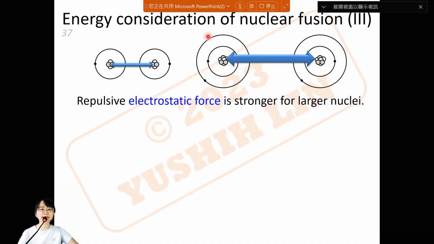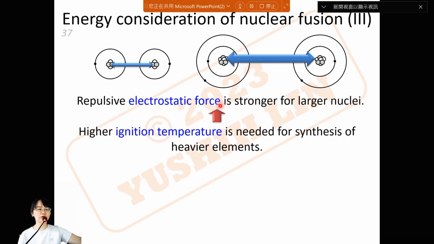So more about energy consideration. Here we have two sets of elements. This set of elements is smaller. It has 2 protons, so I guess it's helium. And this set of elements has more. So you can imagine that with the larger element, the electrostatic force against each other will be stronger when the nuclei are larger. So we are actually doing the argument backwards. You will need higher ignition temperature for the synthesis of heavier elements because the repulsion here is stronger. So you need more energy.